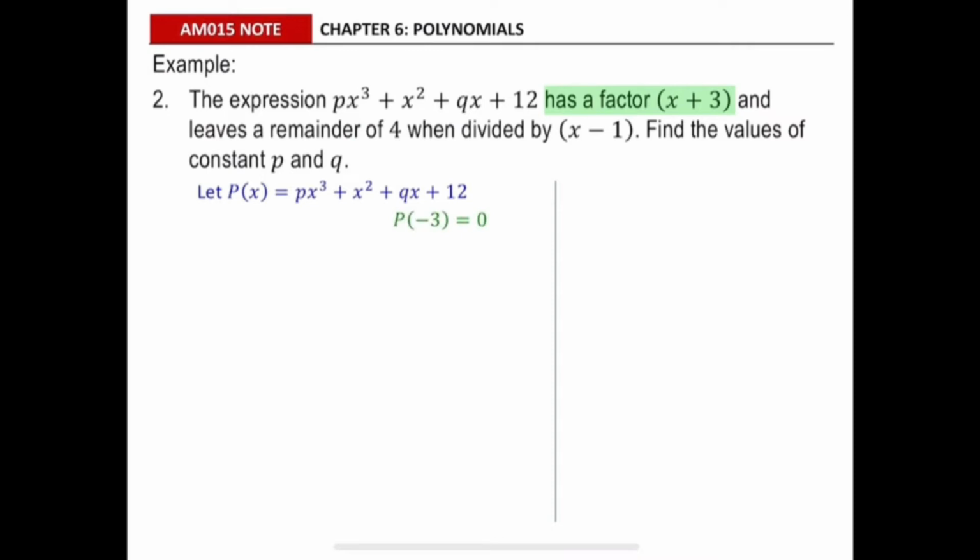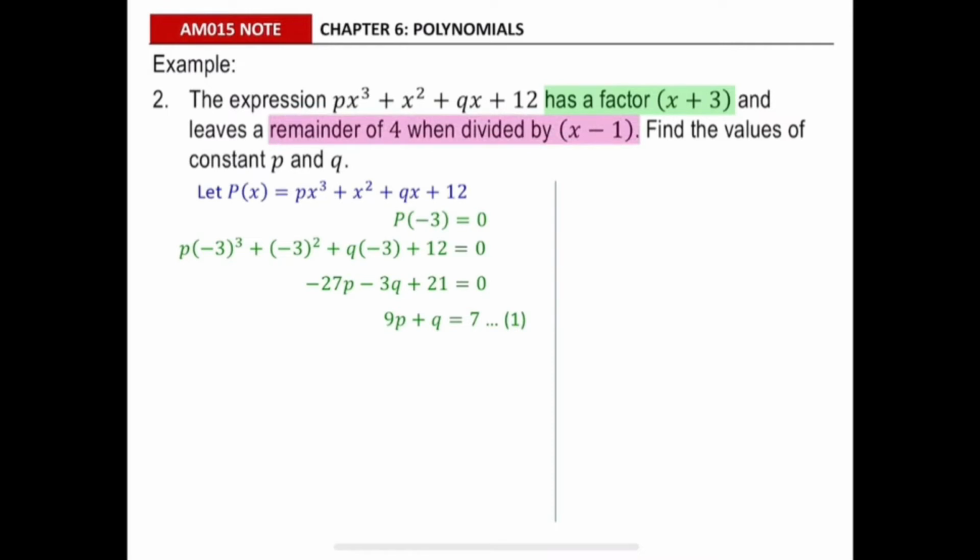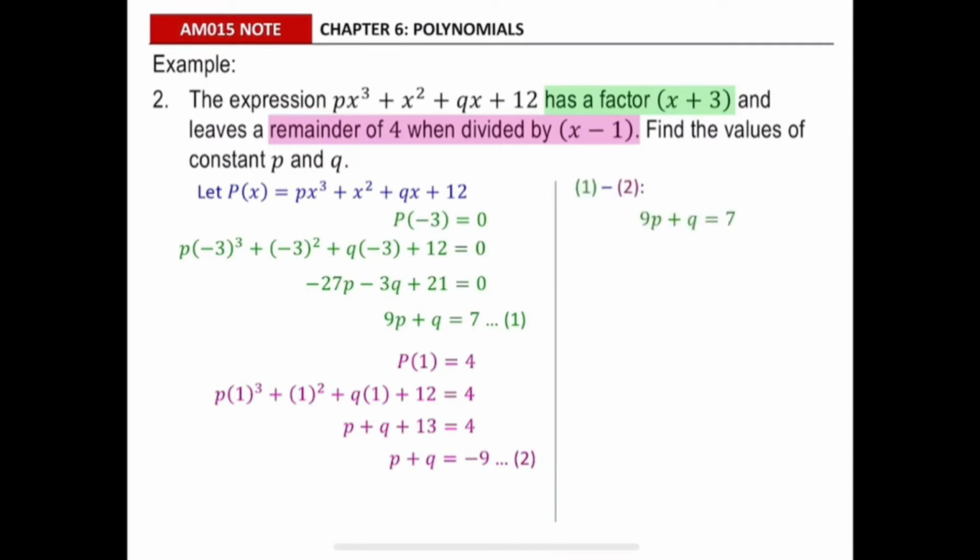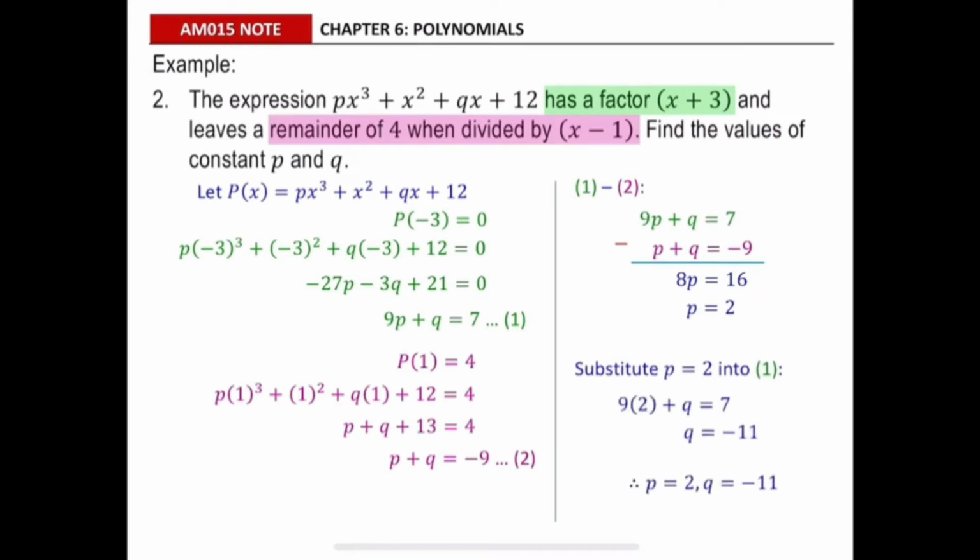Substitute negative 3 into P(x) and we will get an equation in terms of p and q. A remainder of 4 when divided by x minus 1 means P(1) is equal to 4. Substitute 1 into the P(x) and we get another equation in terms of p and q. Use the elimination method to solve for p. Then, substitute p equals 2 into equation 1 to get the value of q and state the answer.